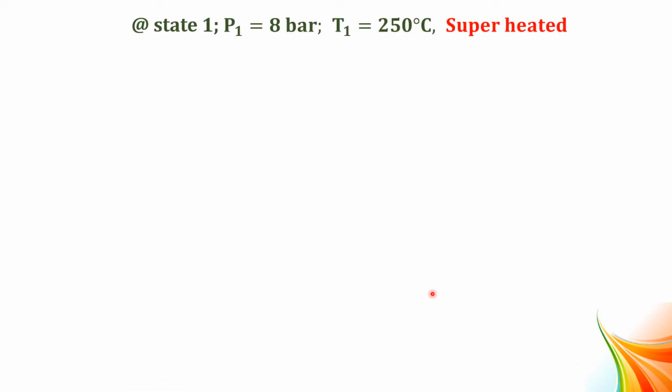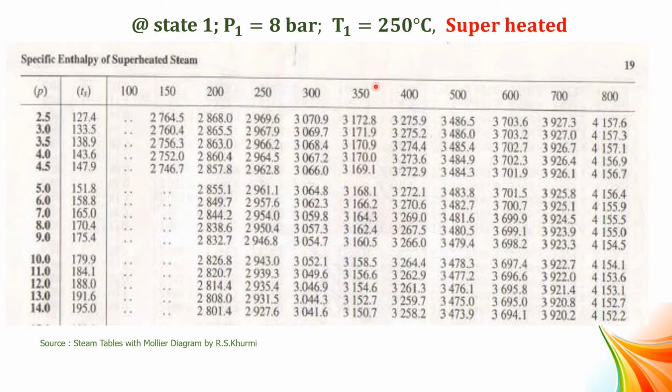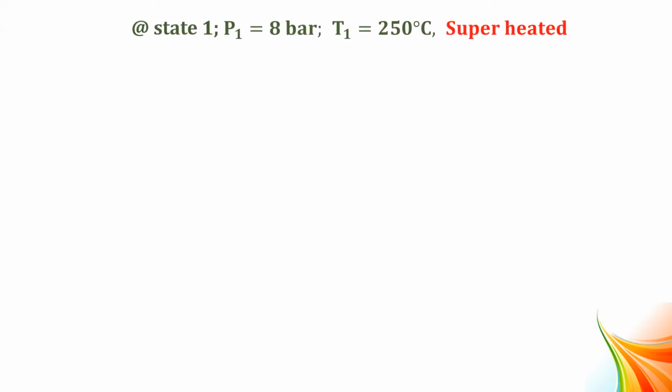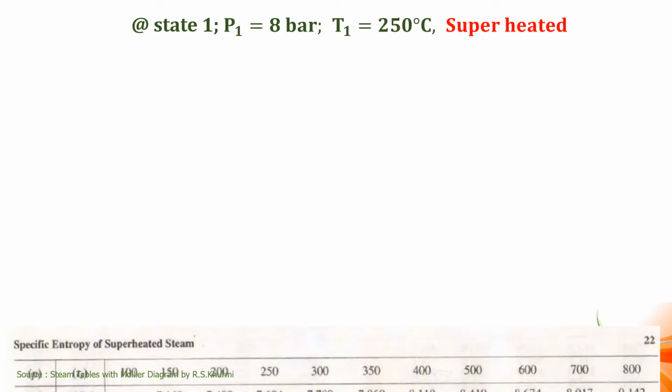Now if the steam is superheated, we have to find out the corresponding values of enthalpy, entropy and specific volume. First we have to calculate the specific enthalpy from the superheated enthalpy table, from the steam table, page number 19. Corresponding to a pressure of 8 bar and temperature of 250 degrees centigrade, we have to note down the h superheated value. So h sup equal to h1 equal to 2950.4 kilojoule per kilogram.